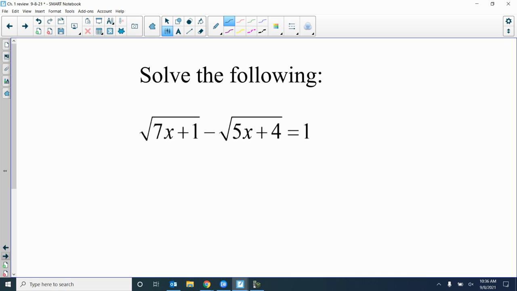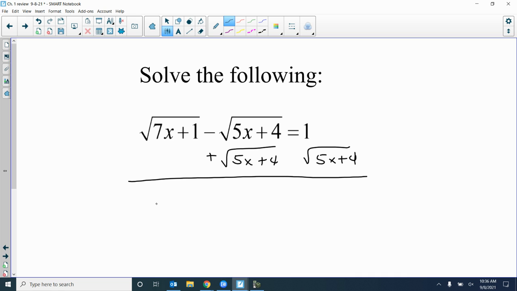All right. Aiden does. You add the radical 5x plus 4 on this. I would do that. You need to isolate one of the radicals first. Don't try to square it yet. Anytime I'm dealing with something, I'm trying to eliminate as many negatives as I can. So I would move the 5x plus 4 as opposed to the 7x plus 1. Add it. So we get square root of 7x plus 1 equals 1 plus square root of 5x plus 4. All right, Justin, what do you think?